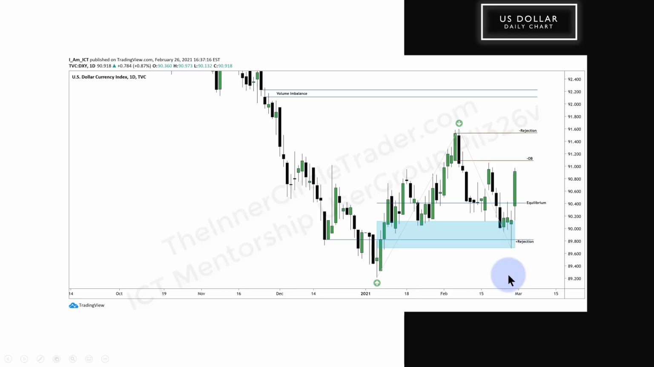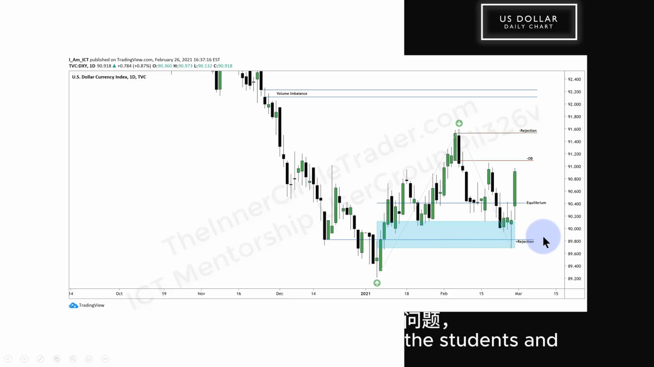We have this range in here, so what I'm highlighting. And if you ran your fib on that, you'll see that its equilibrium is here, which is 50%. So anything above that level is a premium. Anything below that is a discount. As we dropped lower, my concern was, and I brought this to your attention ahead of this being traded to, this rejection block, extending that through.